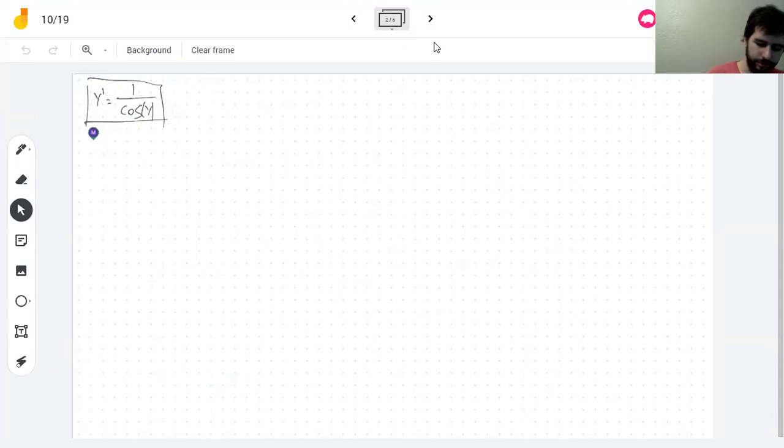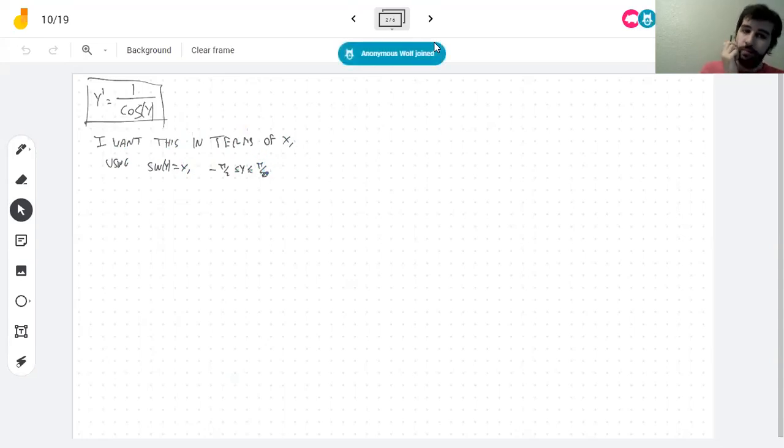So I want this in terms of x, using the stuff that I already know about the relation between x and y, which is that the sine of y is x and y is between negative pi over 2 and pi over 2. Well, if that was sine of y instead of cosine of y, that would just be x. That would be great. That would be done. But it's not. So I need to basically rewrite this using sine.